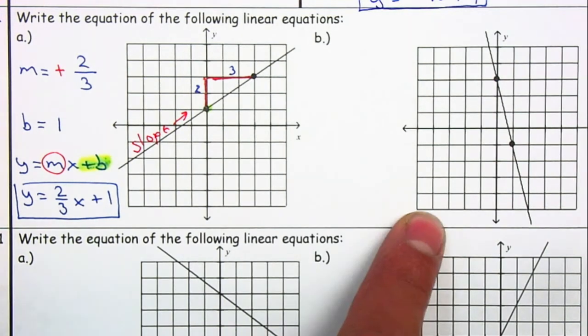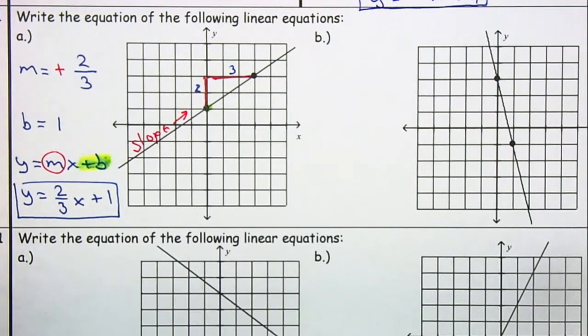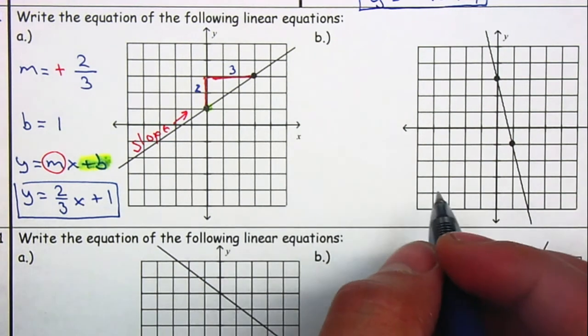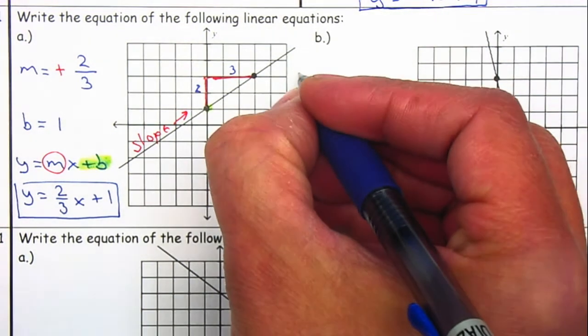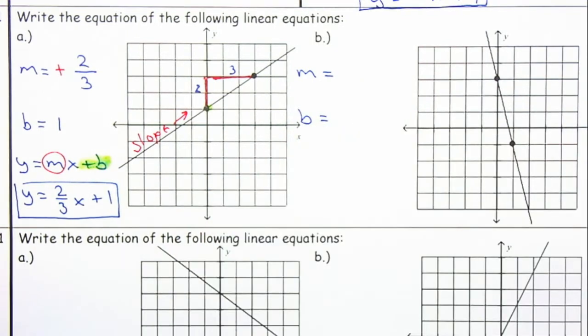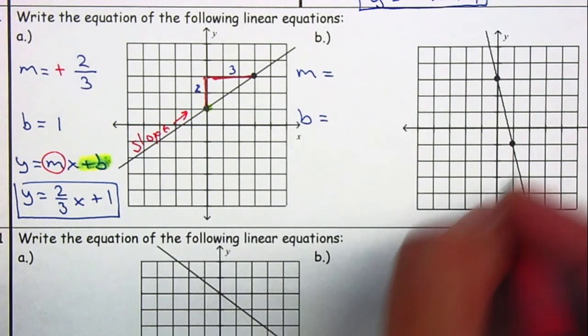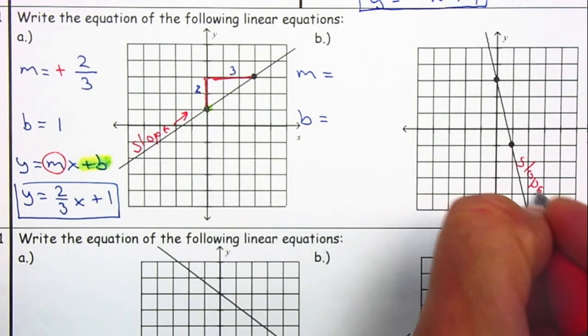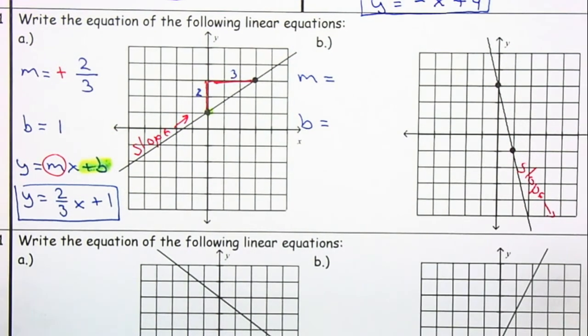Let's continue with letter B. In order to be able to write the equation of a line, I need to find my slope and the y-intercept. First, I need to decide if my slope is positive or negative, so I'm going to write the word slope. My slope is negative.